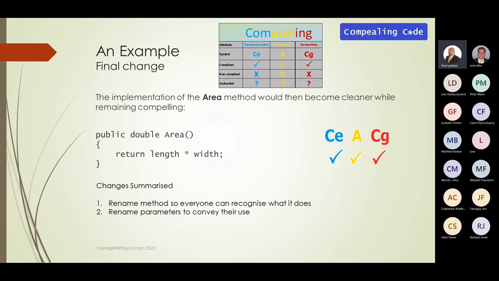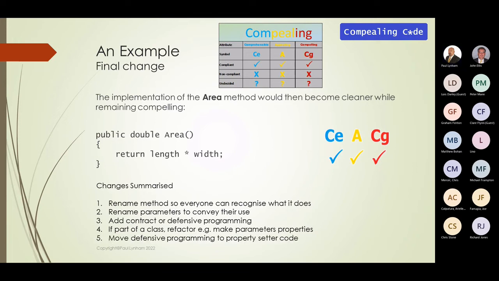Similarly, with the parameters, we've got to rename those to convey their use. We added some contract or defensive programming to it, and I'll talk a little bit about contract programming a little bit later. And if this is part of a class, then we can refactor it, for example, making the parameters properties. And then lastly, what we did was we moved the defensive programming away from the routines or the methods into the property setters.